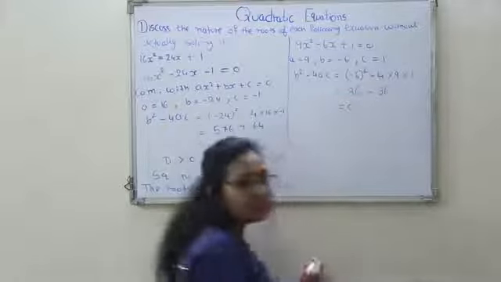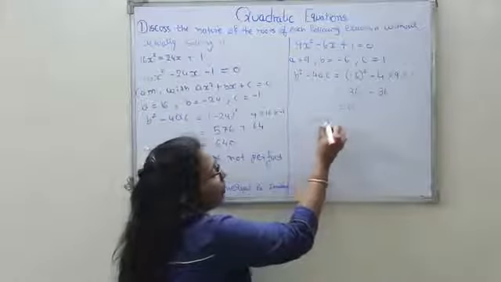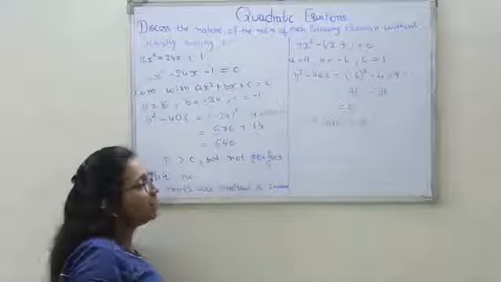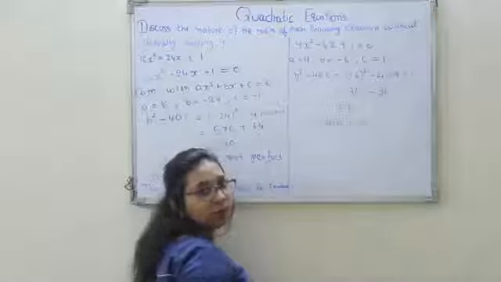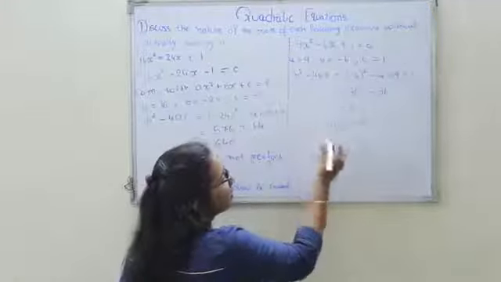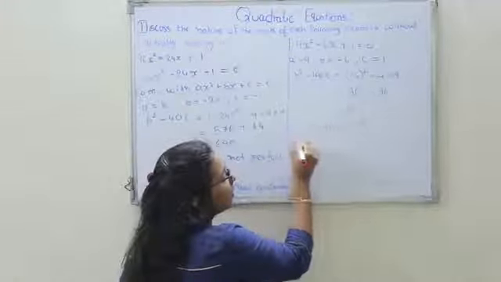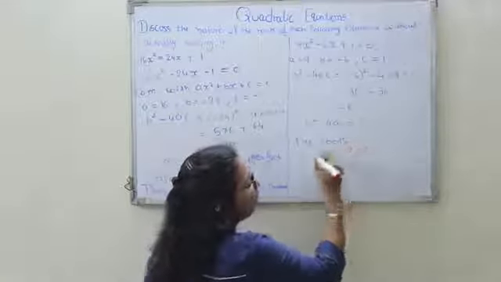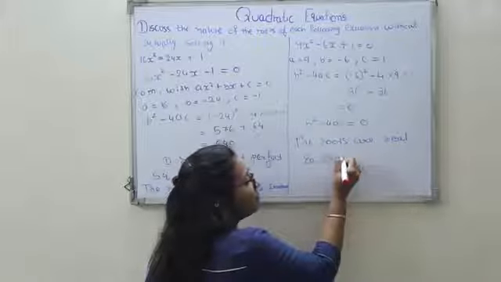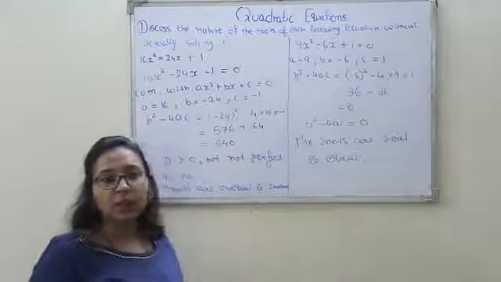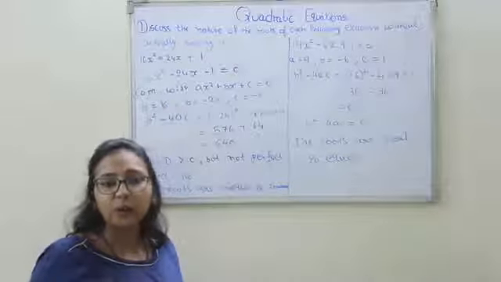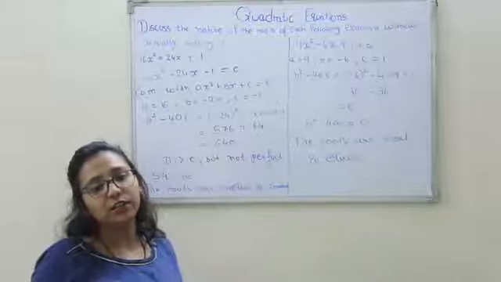Since your b square minus 4ac is exactly 0, the second situation, if your discriminant, that is b square minus 4ac is 0, the roots are real and equal. So you will write that since b square minus 4ac is 0, the roots of the given quadratic equation are real and equal. So children, like this you have to solve for identifying the nature of the roots of the quadratic equation.